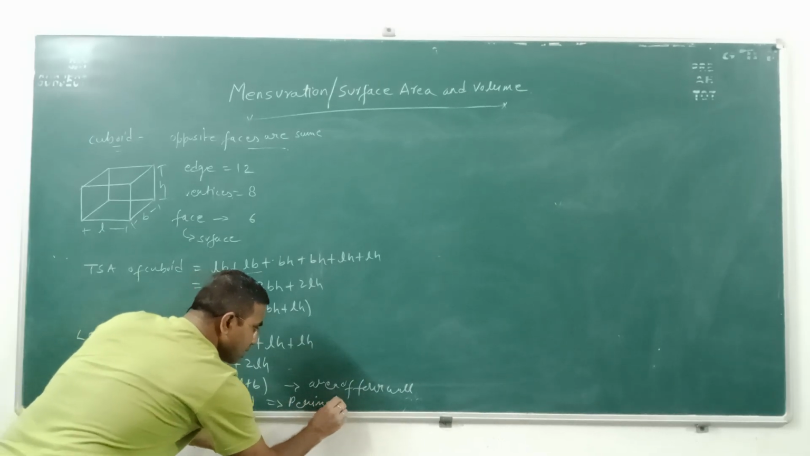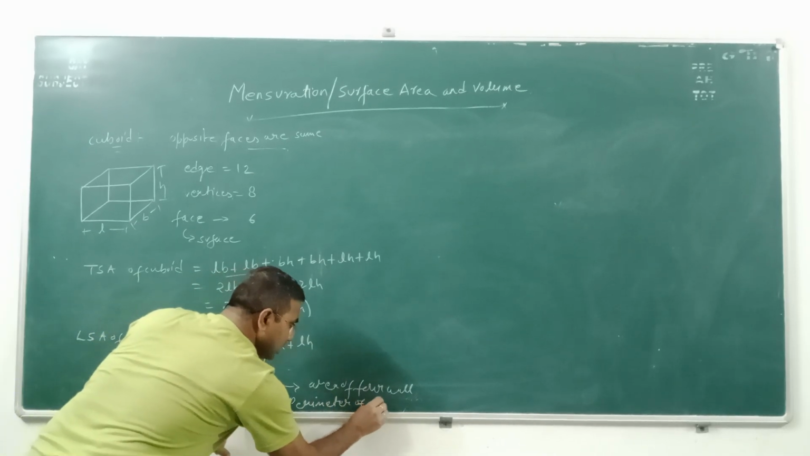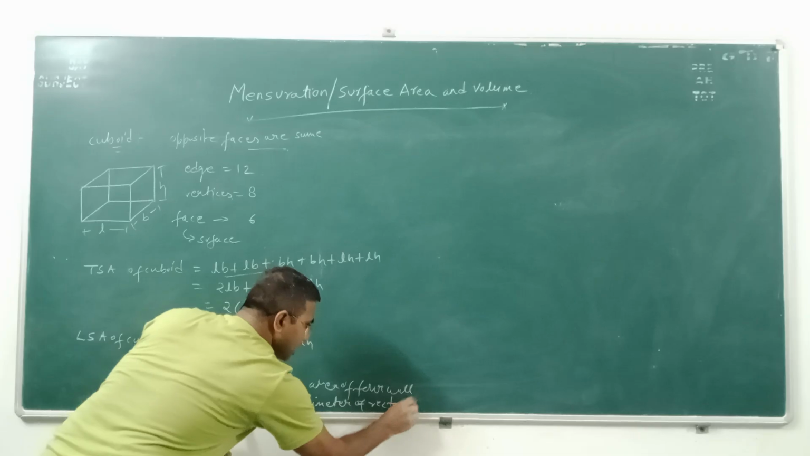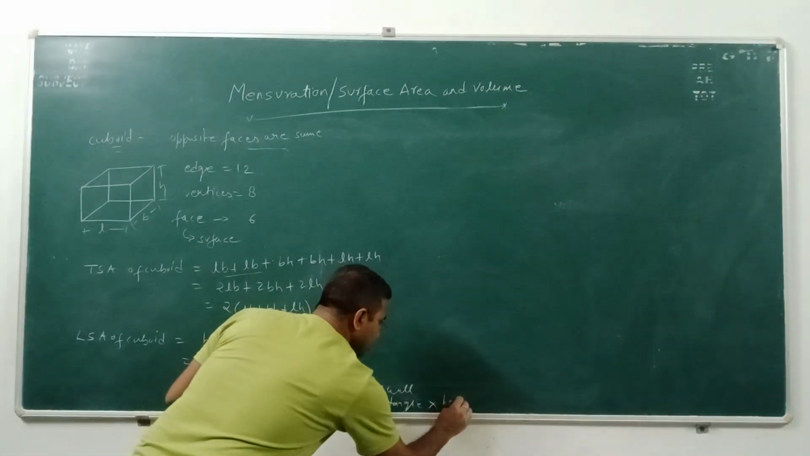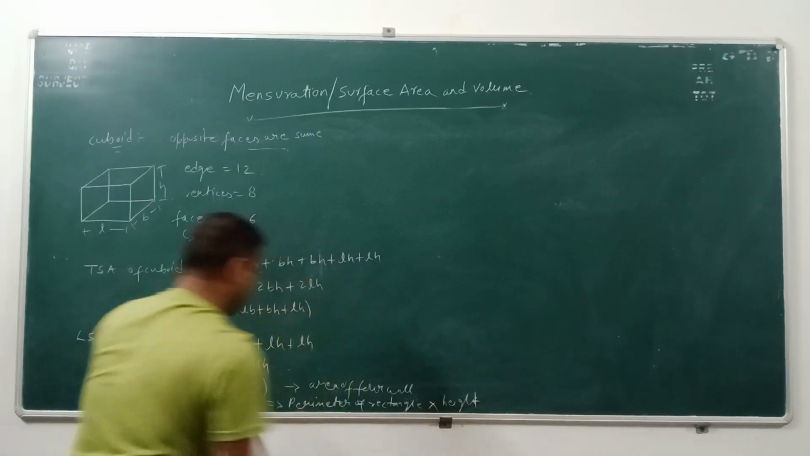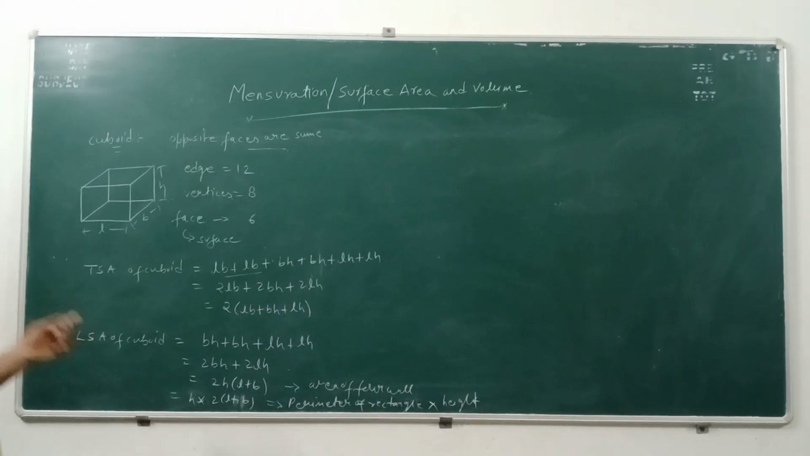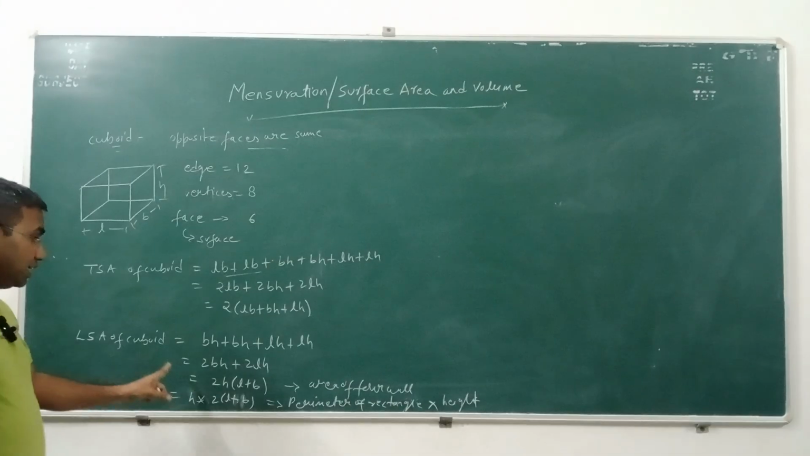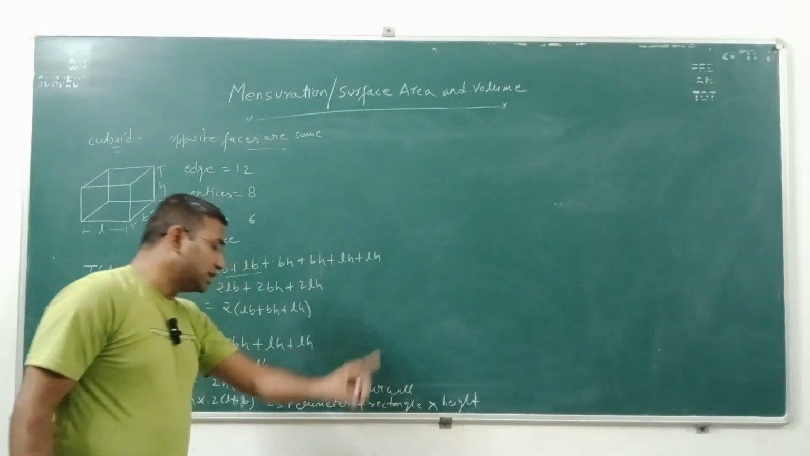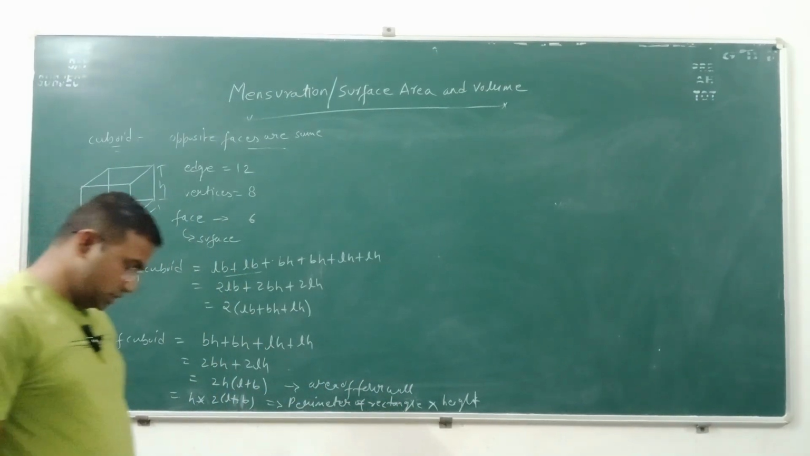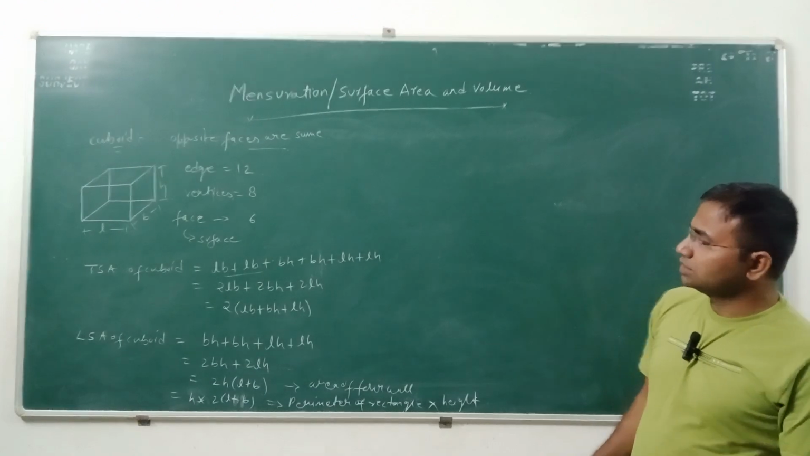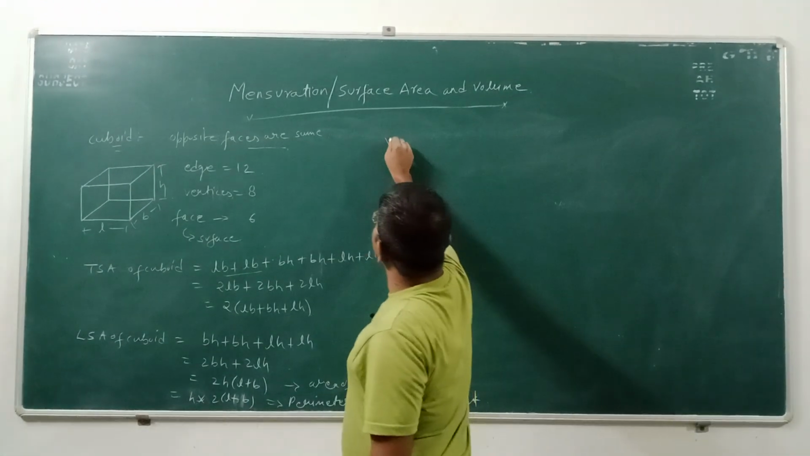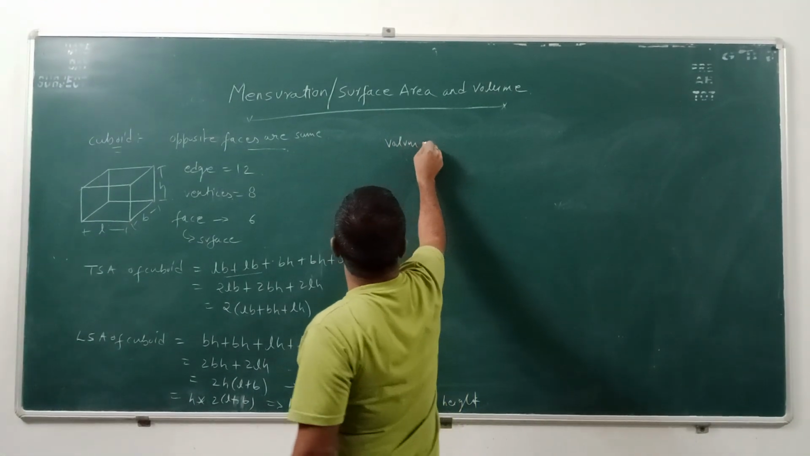Perimeter of rectangle into height. So you can see here, the lateral surface area of a cuboid can be written as perimeter of rectangle into height. In this way you will calculate the LSA of cuboid. Now let us talk about the volume of cuboid.